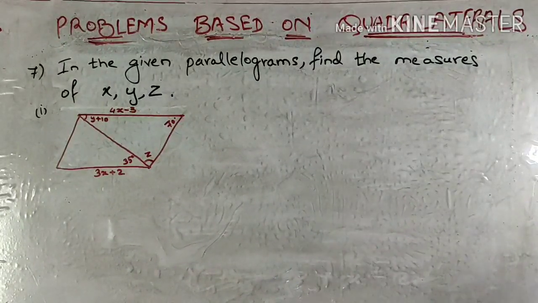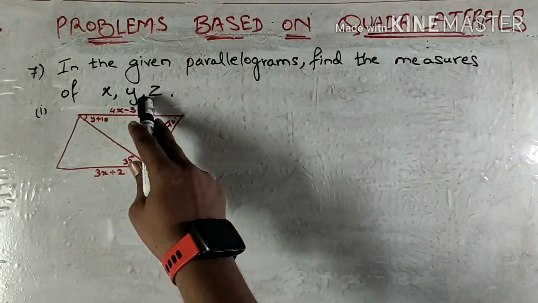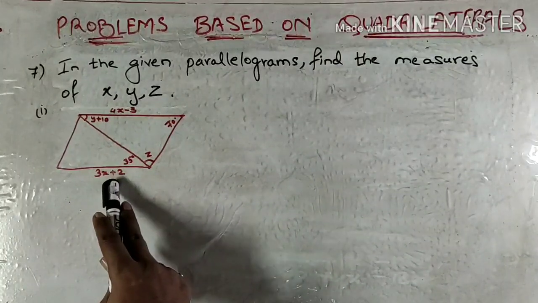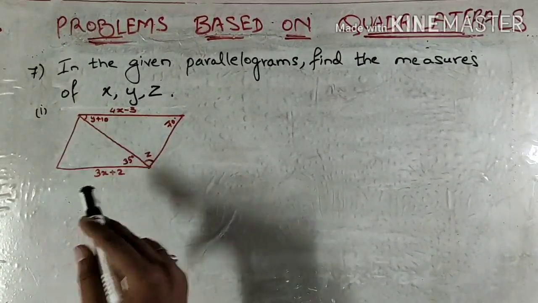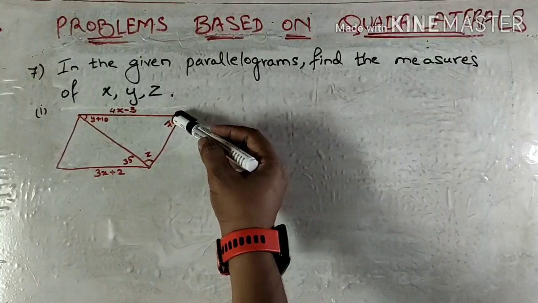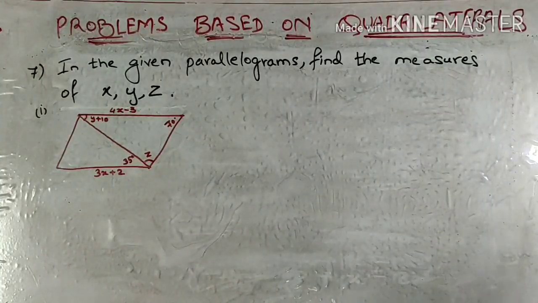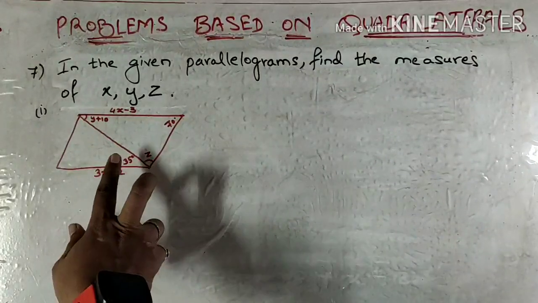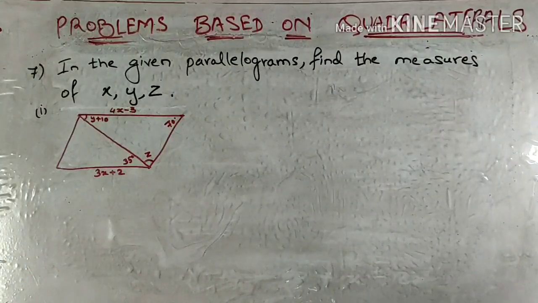So here's the first question for the video. In the given parallelograms, find the measures of x, y, z. Over here you see a parallelogram. Certain measurements are given: 4x minus 3, 3x plus 2, y plus 10, z, a 35 degree angle and a 70 degree angle. Let's start solving for the side, because there are two unknown variables of angles. We'll first finish off with the side.